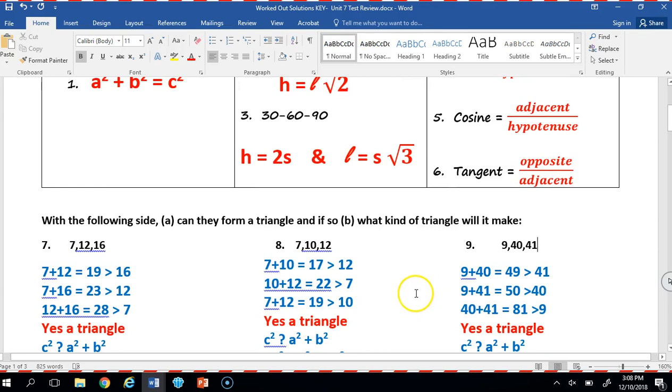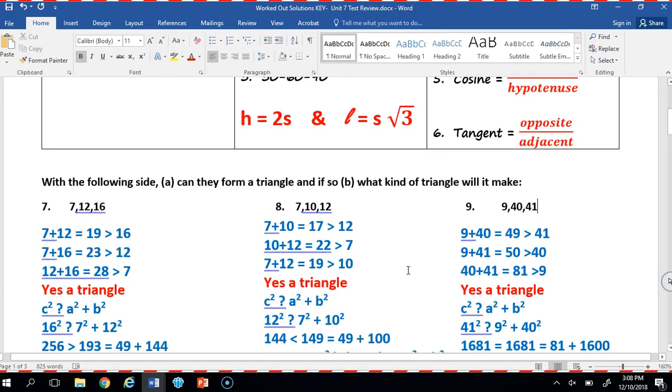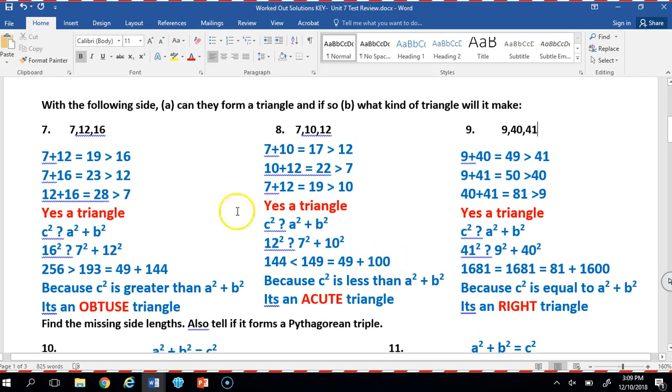Then what we want to do is compare a squared plus b squared to c squared. Recalling that if c squared is bigger than a squared plus b squared, then it's an obtuse triangle. If c squared is equal to a squared plus b squared, then it's a right triangle. And if c squared is smaller, then it's an acute triangle. So that's what I did here again. I squared the 16 because that was our longest side, so we know that that's going to be our c every time.